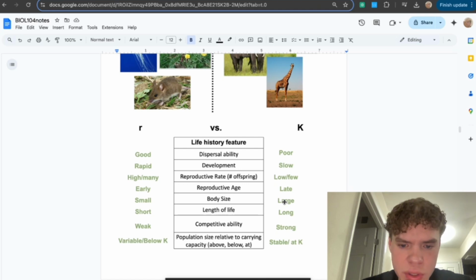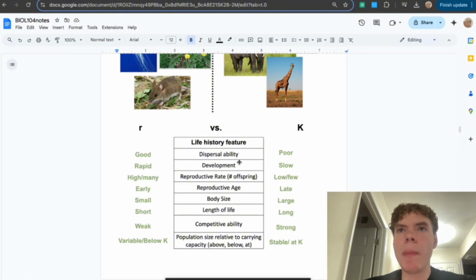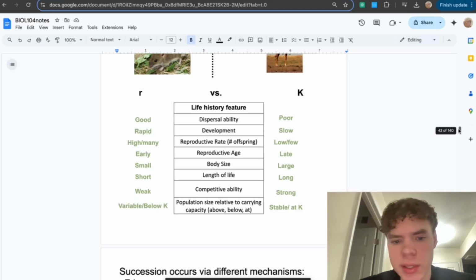K-selected species in general are just larger organisms, and they tend to live longer and they're more competitive, but also they're slower at reproducing and they're not as good at relocating, right? Like you look at a polar bear. A polar bear is kind of stuck where it is. If there's climate change, it can't really move any farther north. So it doesn't have the best dispersal ability versus, I guess, a plant, which, if it really wanted to, could just move up a mountain. It would have a higher dispersal ability as an R selected species.